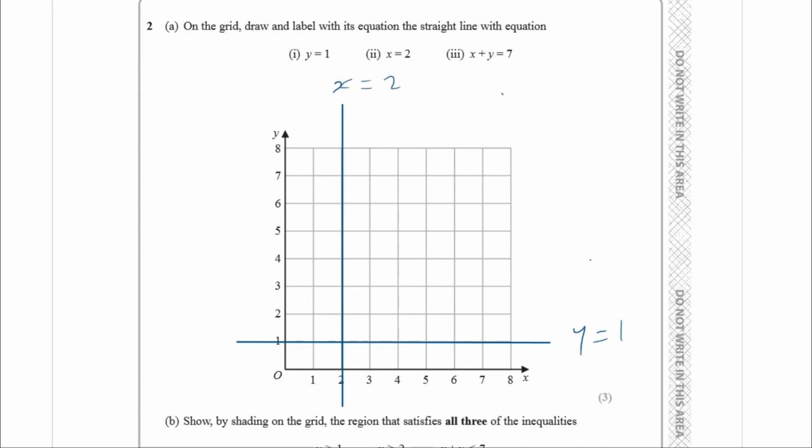And for the last line, x plus y equals 7, notice that this is not written in the form y equals for you, so this should be written as y equals negative x plus 7. And if you write it that way, you'll notice that this is a line with a gradient of negative 1, because the number in front of x is negative 1, and a y-intercept of positive 7. So let's go ahead and draw that line.